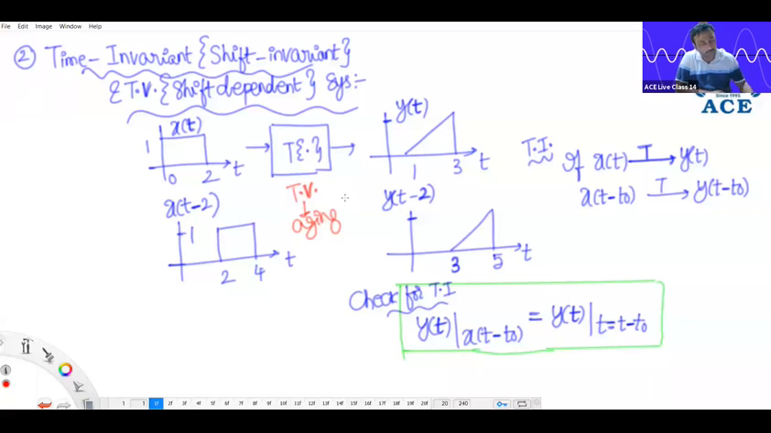If you want, note down the definition. A system is TI, where TI means time invariant, if the input output characteristics do not change with time. A system is TI if the input output characteristics do not change with time.